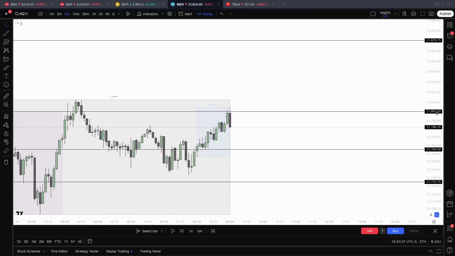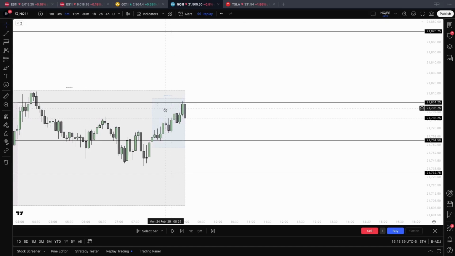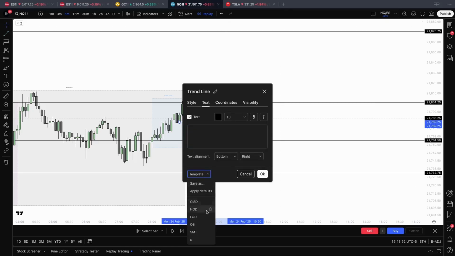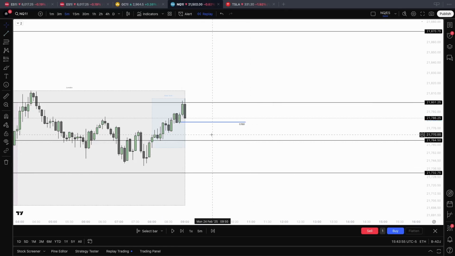So we look at this 5-minute time frame. What did I see here? I saw a beautiful sweep of these Asia highs at 21,801, followed by, guess what we have? A beautiful change in state of delivery on the 5-minute. So I'm going to mark this out on my chart as my SISD.